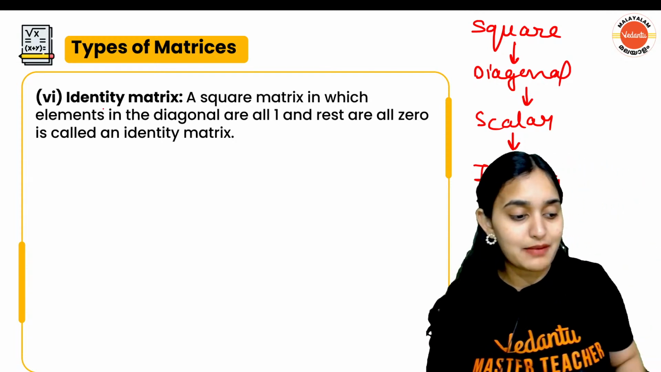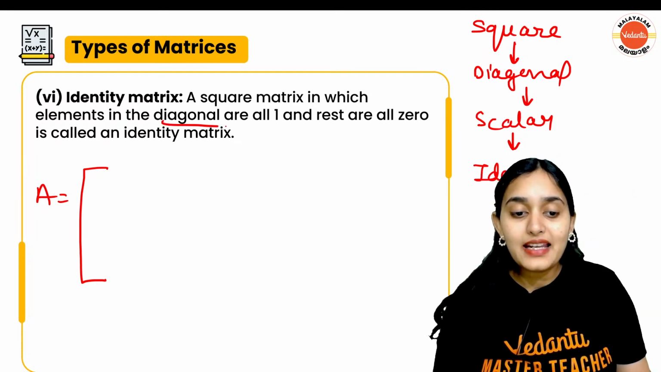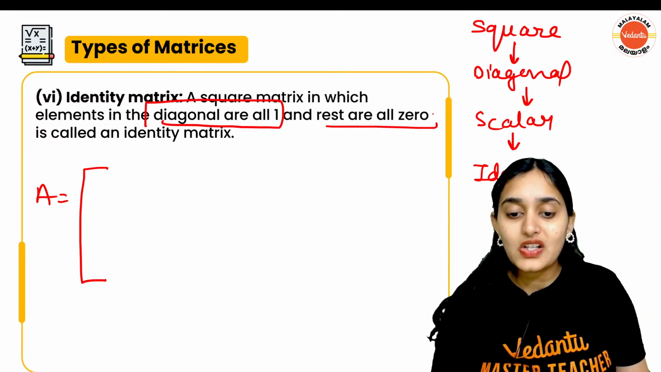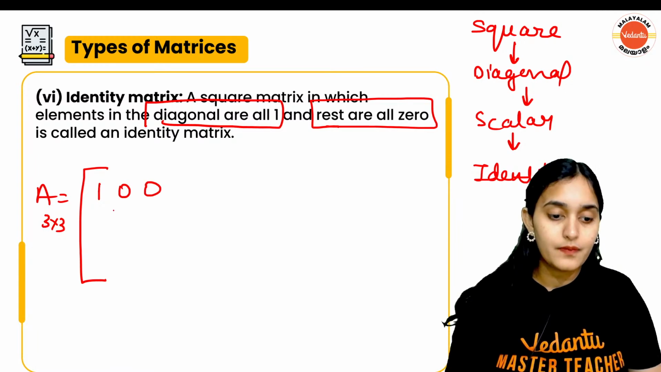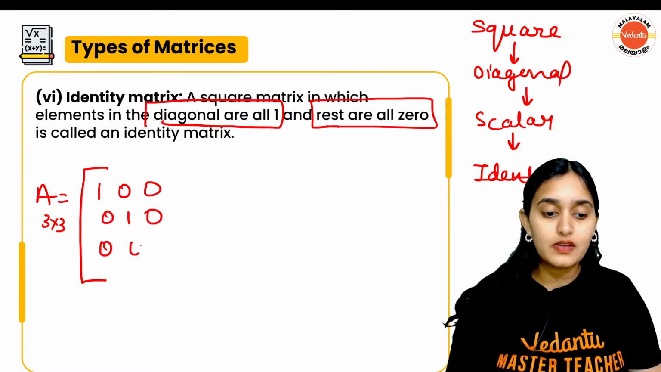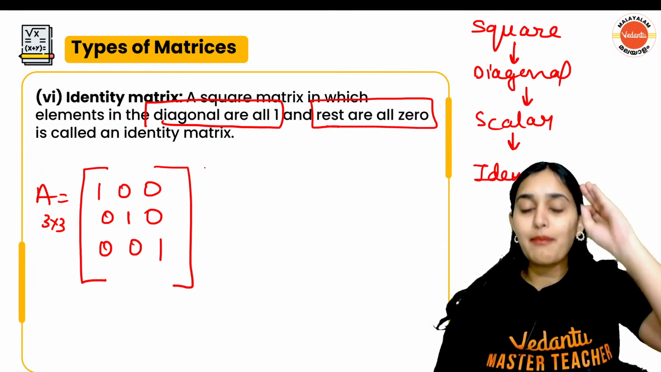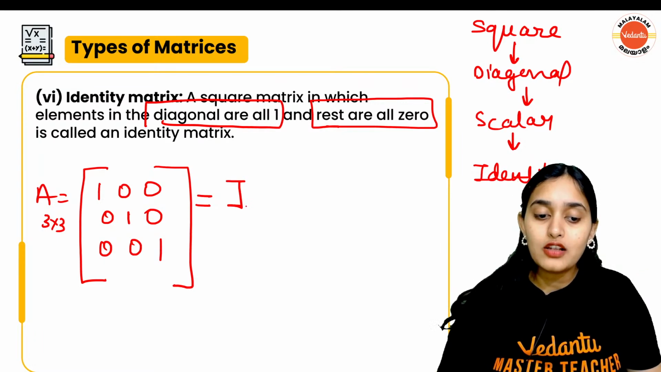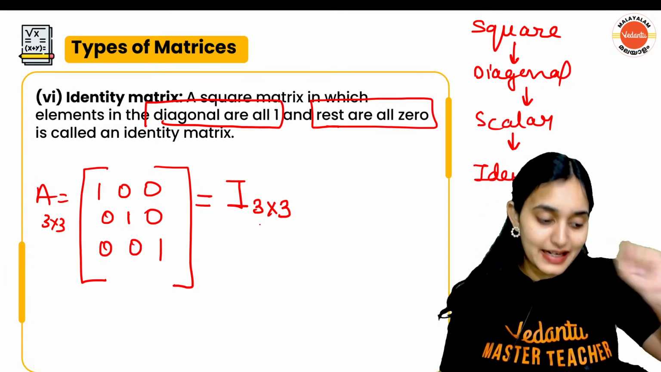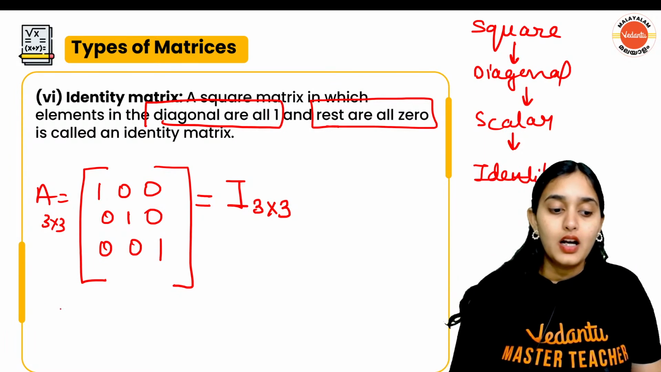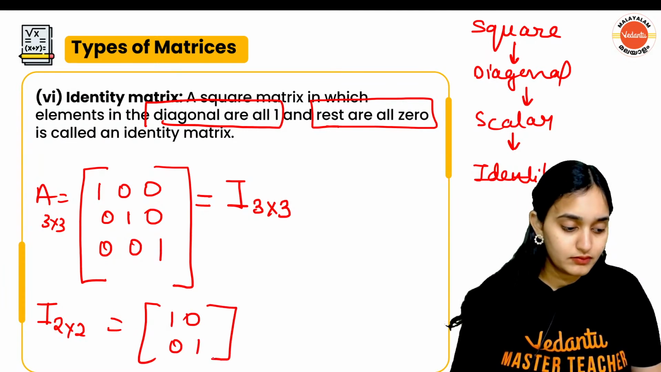Now, what is an identity matrix? If I have a scalar matrix where the diagonals are 1 and the rest are all 0. So, if it is a 3 cross 3 matrix, 1, 0, 0, 0, 1, 0, 0, 0, 1. This is called an identity matrix. Now, please remember, identity matrix is also written as I matrix. Whenever I say I matrix, it is identity matrix. Clear? So, I matrix can be 2 cross 2 also. 1, 0, 0, 1. Like this.